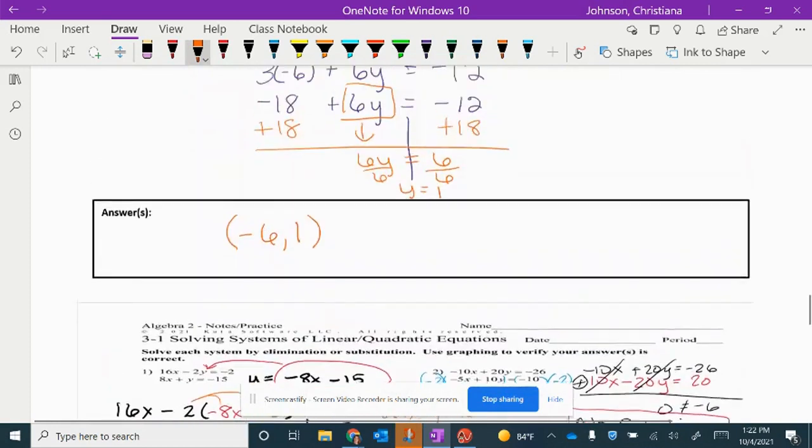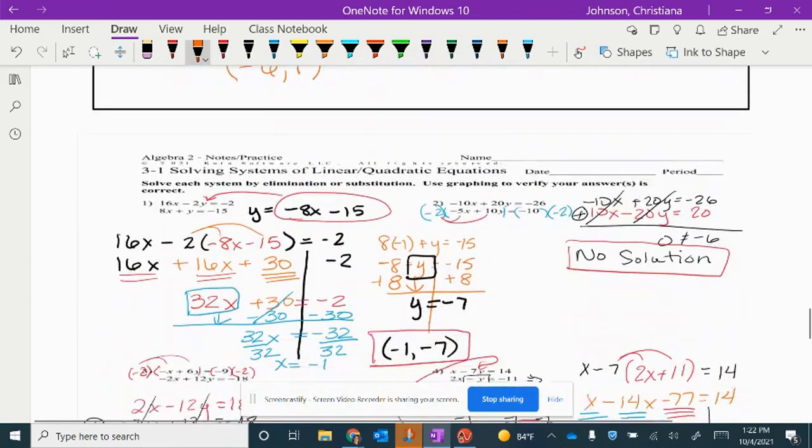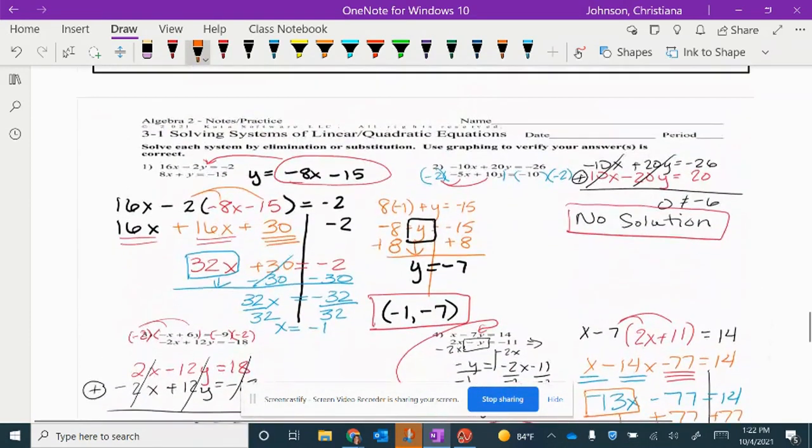Okay, so you have been given a worksheet, and now you can look at your answers. For number 1, we used substitution, because you could simplify the bottom equation. It would be y equals negative 8x minus 15. Do substitution, and you end up with negative 1, negative 7.